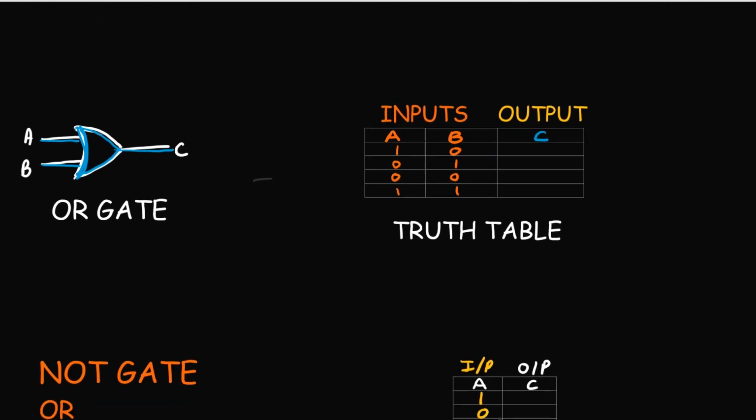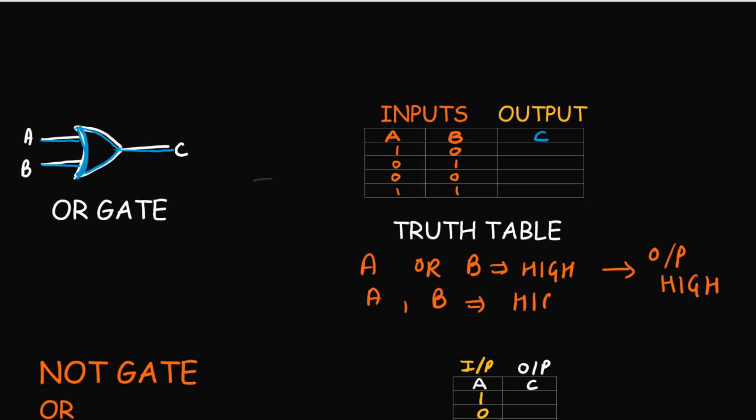Now coming to the OR gate. The OR gate again has a logic. Remember, all my logics are going to apply only for the output. When is the output going to be high? When either A or B is high. And obviously, if both are high, the output is going to be high. So this is what you need to remember.